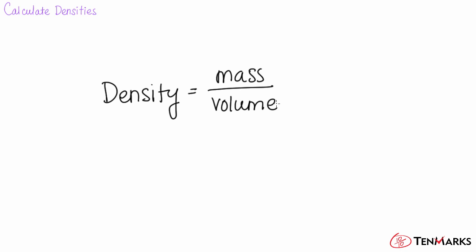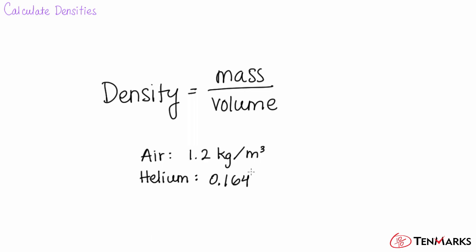And the volume can be measured in usually cubic centimeters or cubic meters, or if it's a liquid, it can be milliliters or liters. So for example, the density of air is about 1.2 kilograms per cubic meter. The density of helium, which is what fills balloons, is a lot less, 0.164 kilograms per cubic meter. That's why balloons float. The density of helium is less than that of air. So anything that has a lower density will rise to the top above things with higher densities.